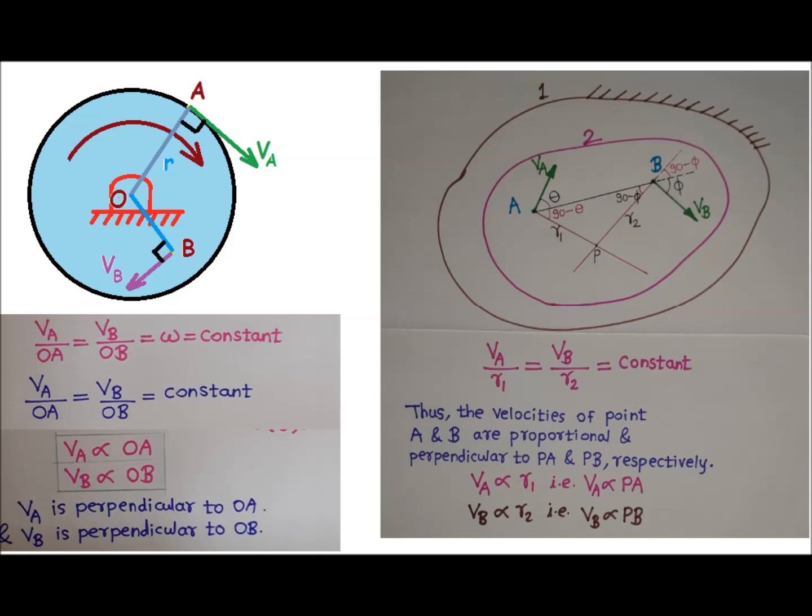So we can say VA is directly proportional to OA. That is, velocity at point A is directly proportional to distance of A from center of rotation O of disc. Similarly, we can say VB is directly proportional to OB. It means velocity at point B is directly proportional to distance of B from center of rotation O of disc. And VA is perpendicular to OA and VB is perpendicular to OB.